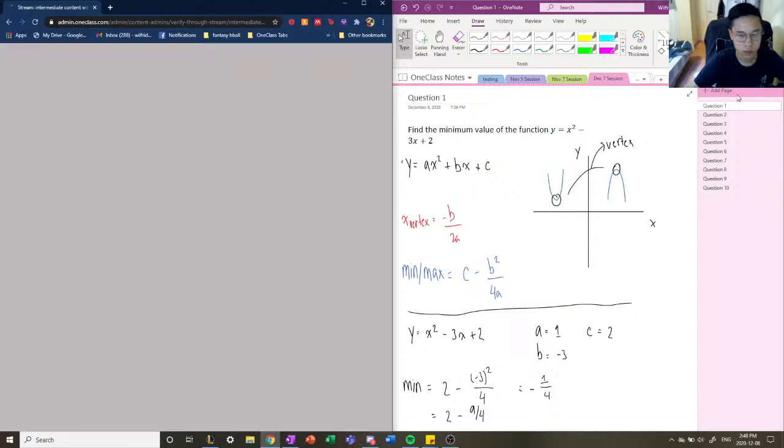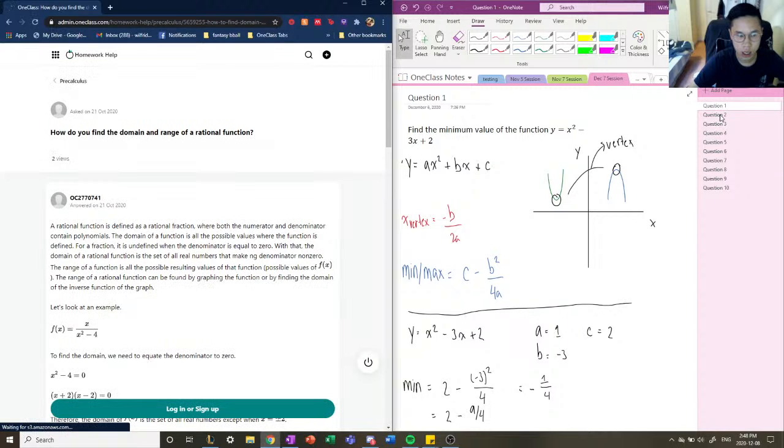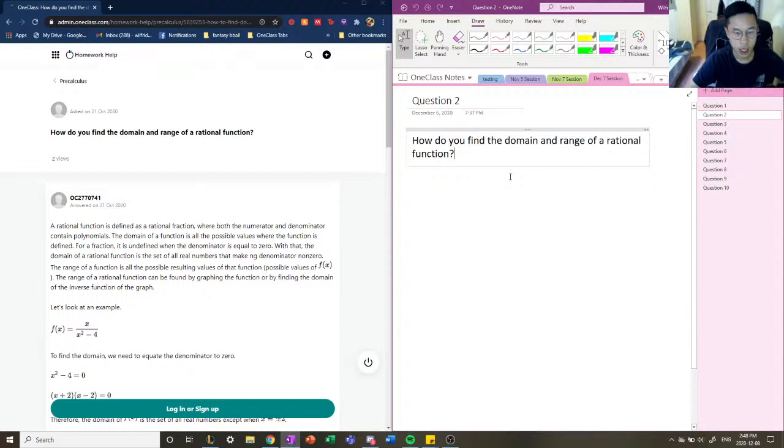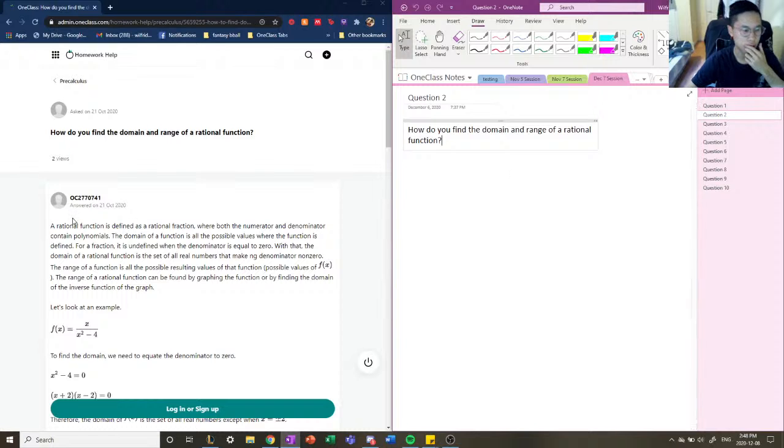Okay, let's move on. All right, question number 2. How do you find the domain and range of a rational function?